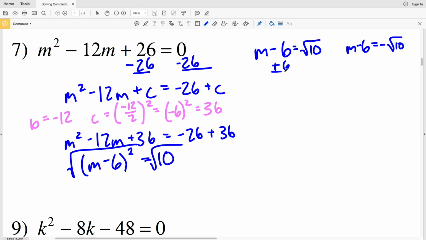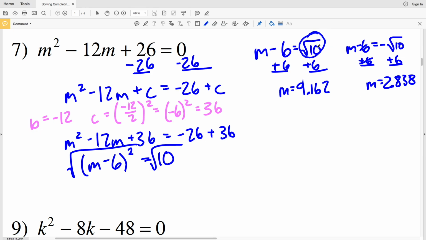Now I'm just going to add 6 to both sides of this equation to get m equal, and then I'll type this into my calculator, the square root of 10, close the parentheses, and then add 6 to that and get 9.162. And then I'll add 6 to the other side, so I'll take m and get negative square root of 10, typing that into my calculator, closing that parentheses, and then adding 6 to that. I'll get 2.8377, which I'll round to 2.838.